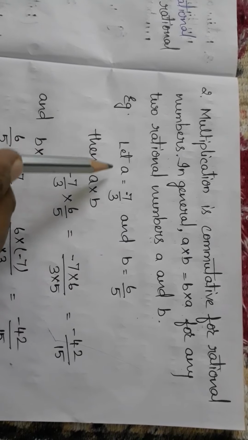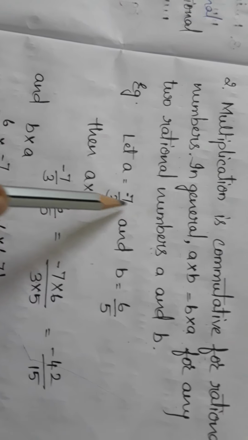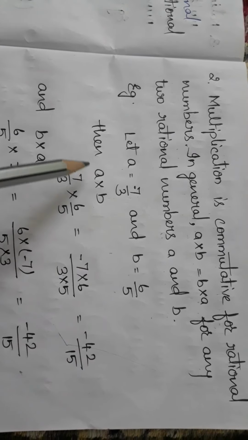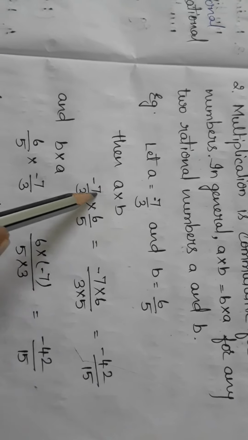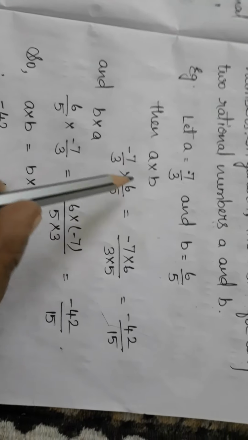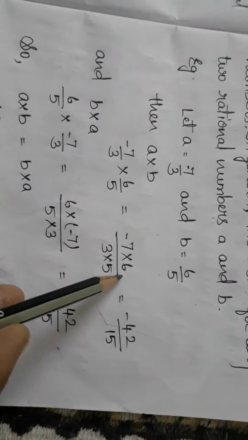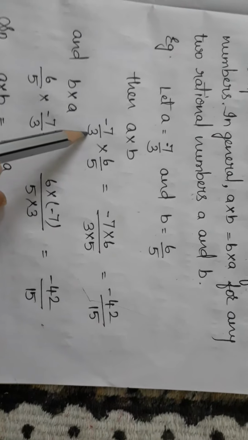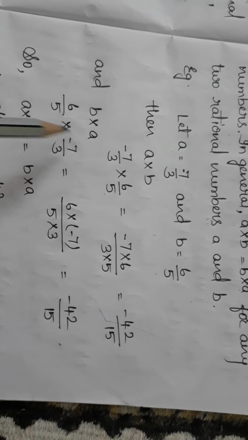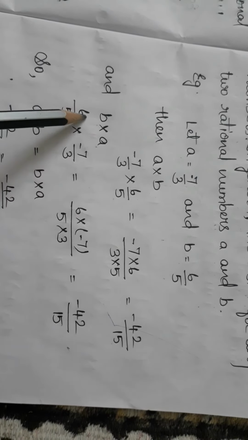Let us consider A equal to minus 7 by 3 and B equal to 6 by 5. Then A into B is equal to minus 7 by 3 into 6 by 5. So what is the product here? Minus 7 into 6, minus 42, by 3 into 5, 15. Minus 42 by 15.